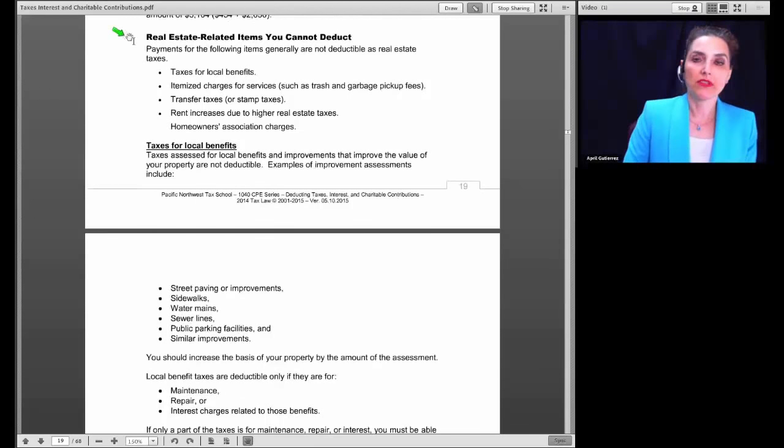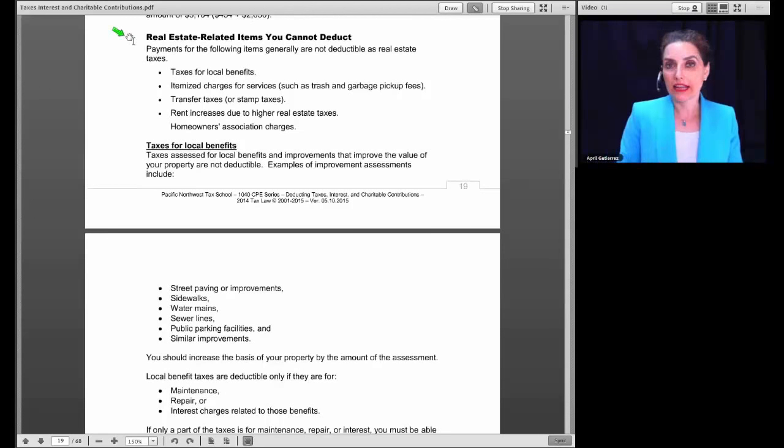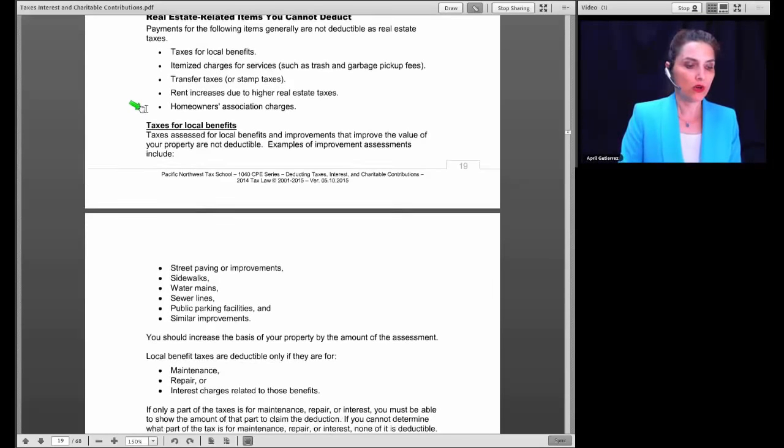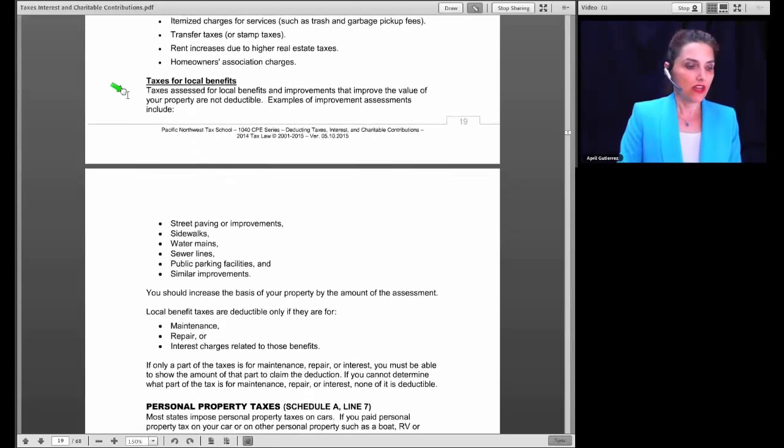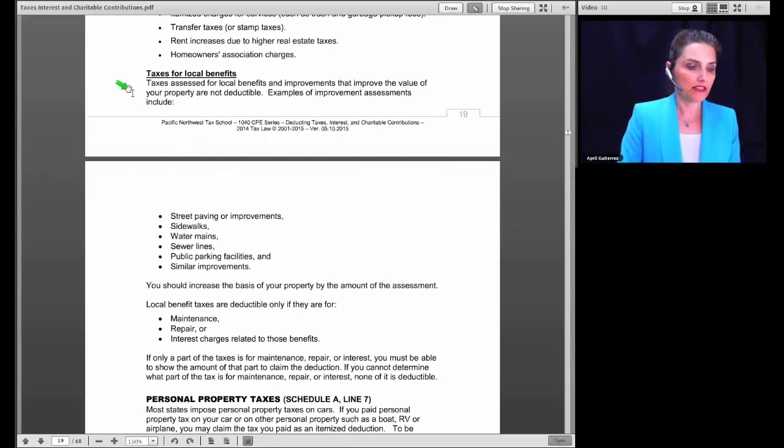So let's look at some real estate items or real estate related items that you cannot deduct next. Payments for the following items generally are not deductible as real estate taxes, and these include taxes for local benefits, itemized charges for services such as trash and garbage pickup fees, transfer taxes or stamp fees, rent increases due to higher real estate taxes, homeowners association charges, and taxes assessed for local benefits and improvements that improve the value of your property are not deductible.